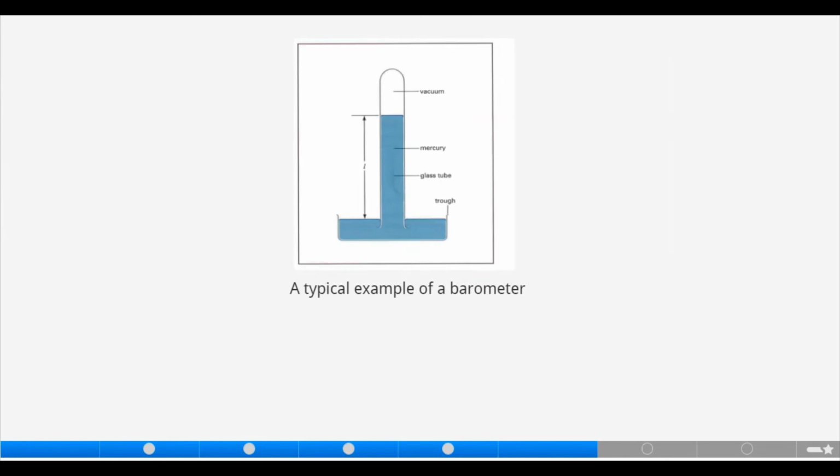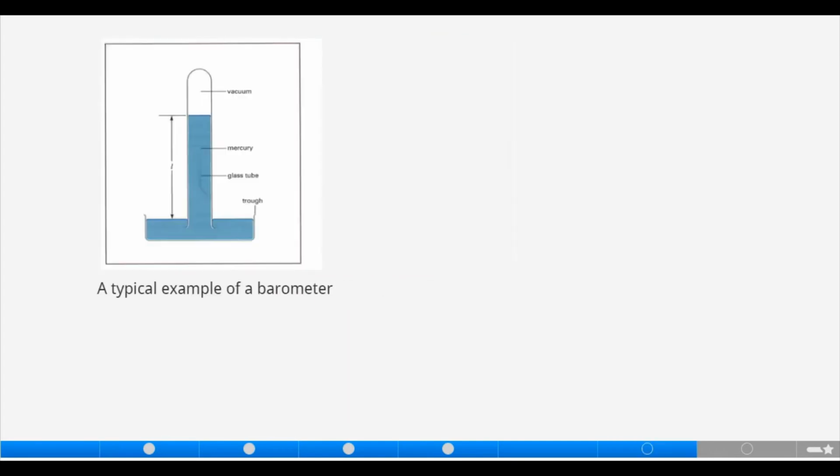Okay, so this is a typical example of a barometer with all its parts labeled. At the top, we have the vacuum, the empty space, through which the mercury pushes towards. And we also have the glass tube that houses the mercury and also the trough. So these that we can see are the components of a barometer.